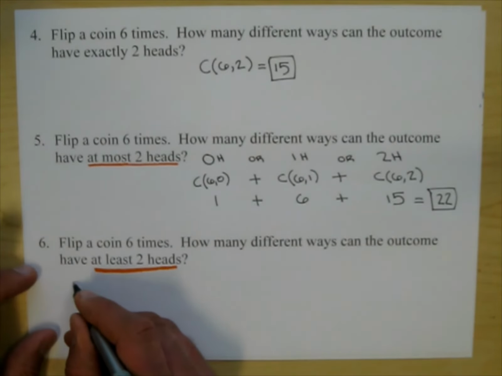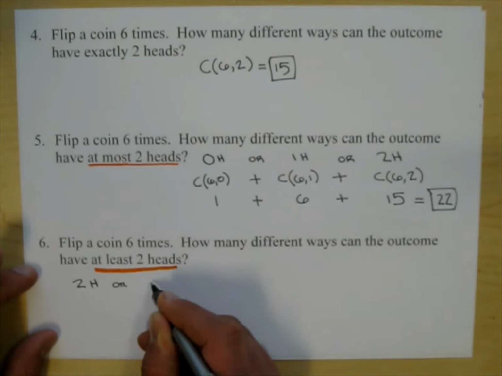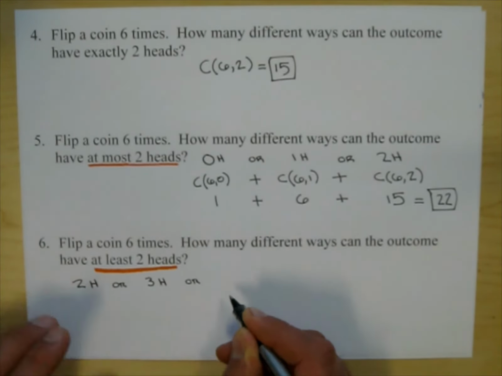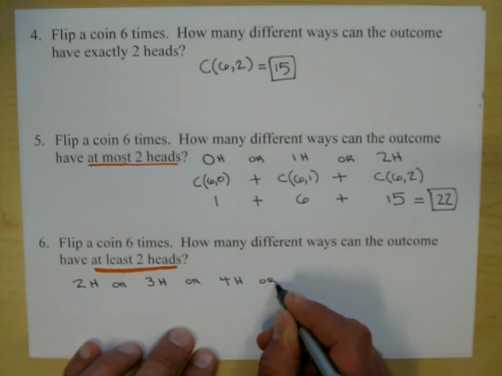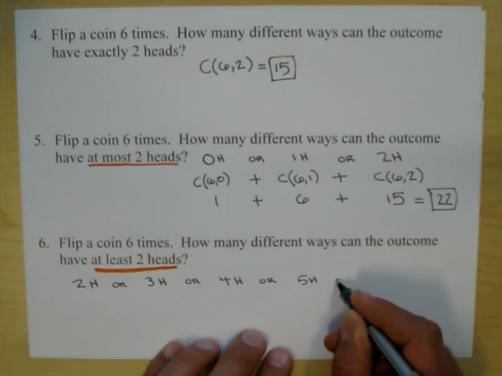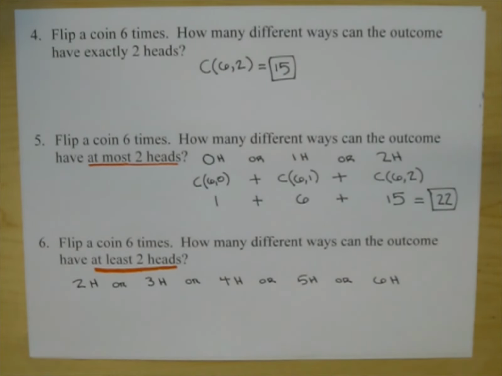let me just make it going all the way across. 2 heads, or 3 heads, or 4 heads, or 5 heads, or 6 heads. So that's a lot of problems to do. This one, this one, this one, this one, and this one. Okay, well anyway, let's continue.